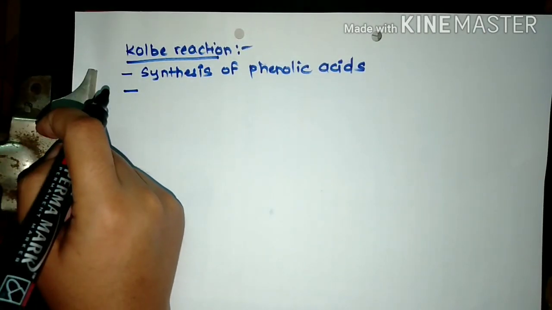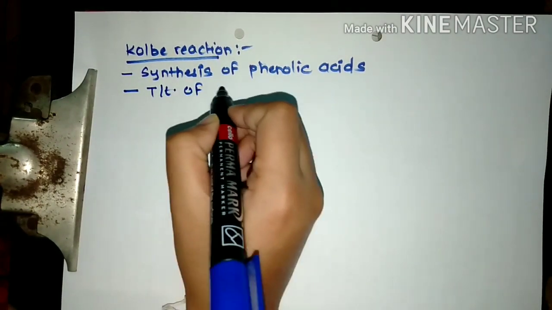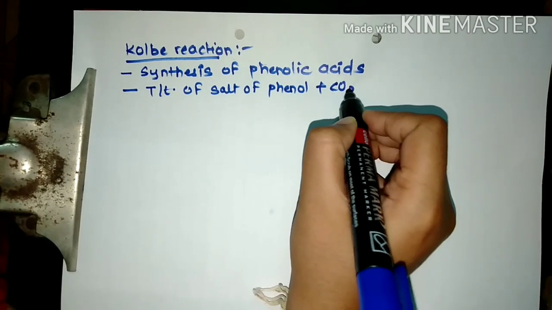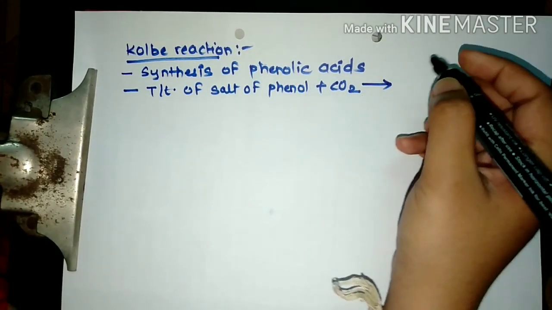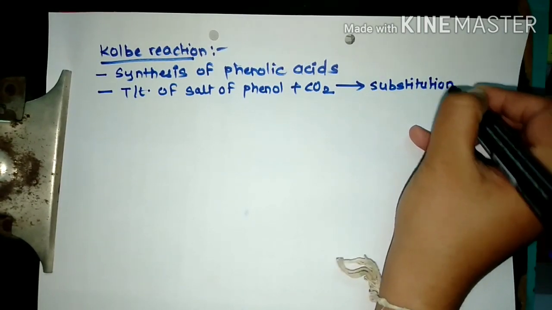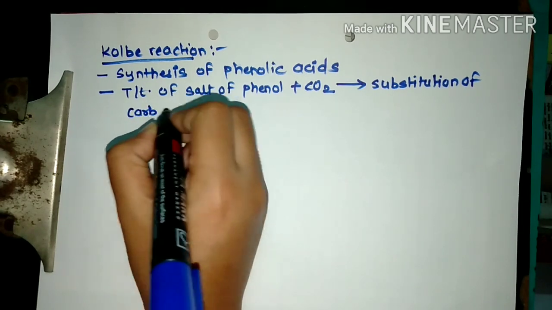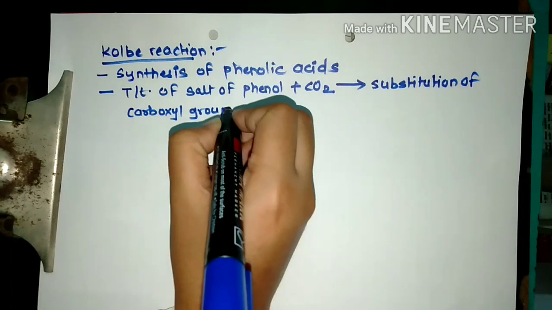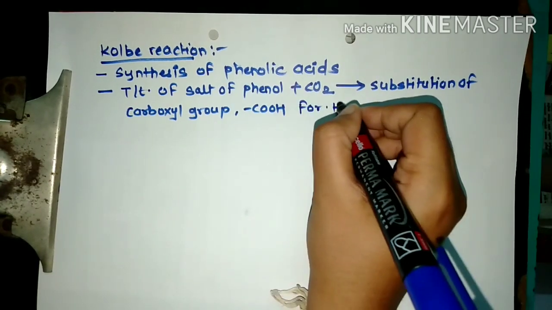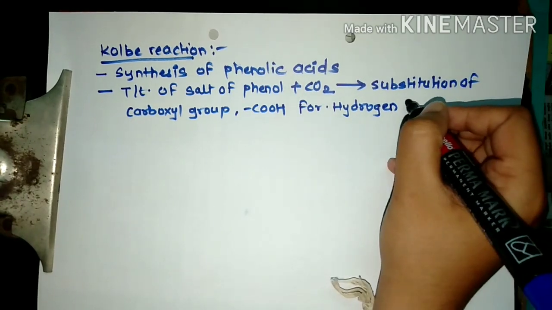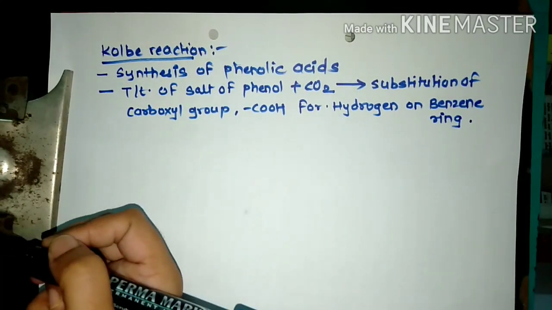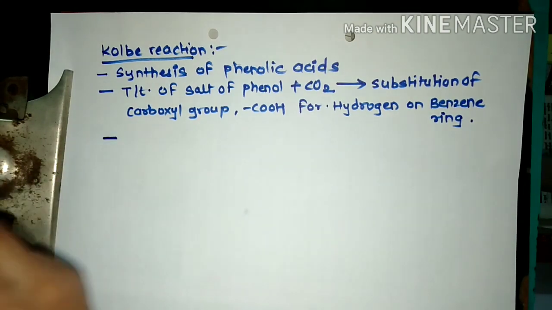What will happen in the Kolbe reaction? There is a treatment of salt of phenol with carbon dioxide, which brings the substitution of carboxyl group, that is COOH, instead of hydrogen on the benzene ring. This is the Kolbe reaction.